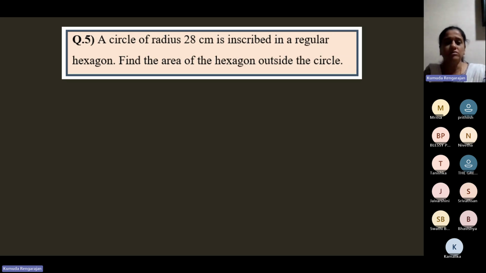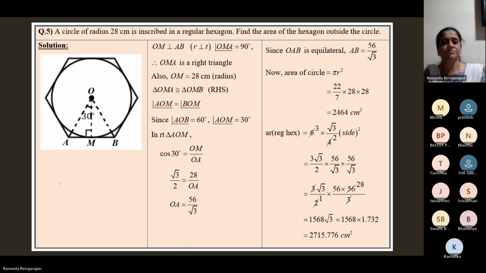Please complete this also. A circle of radius 28 centimeters is inscribed. It's inside a regular hexagon. Find the area of the hexagon outside the circle. You need to find the area of the hexagon outside the circle. That is this portion: area of the hexagon minus the area of the circle.